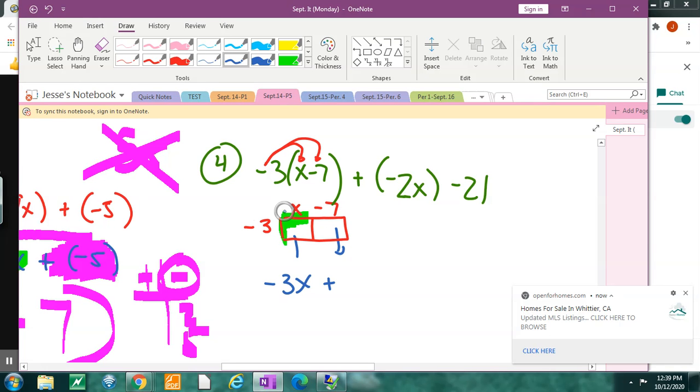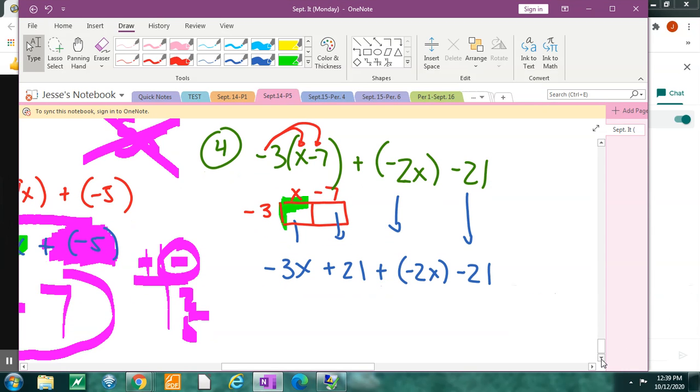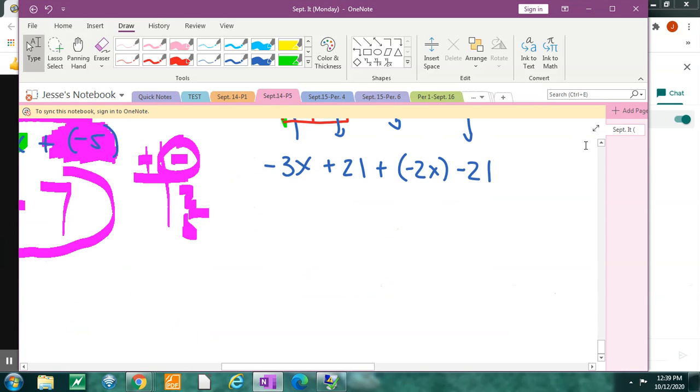And then 3 times 7 is 21. Okay, and up here, you have the same thing. 3 times 7 is 21. What happens to the plus -2x? Nothing. You just drop it down. Plus -2x. And then what about here? Minus 21. Drop it down. Okay. Got it so far? Okay. So I'm not going too fast and not going too slow.